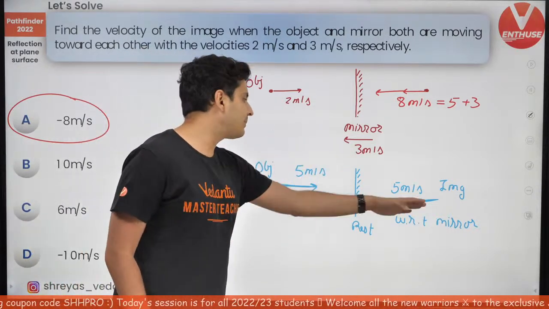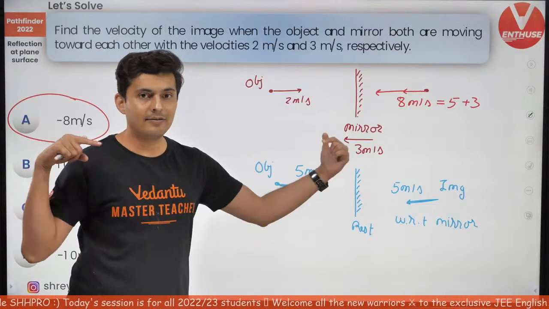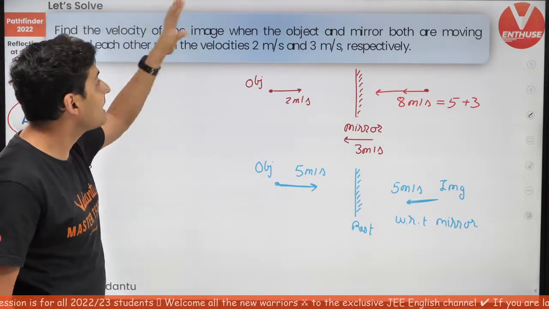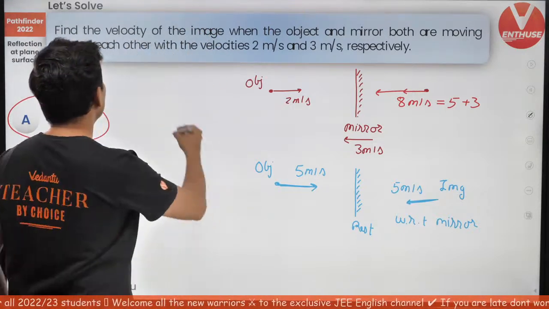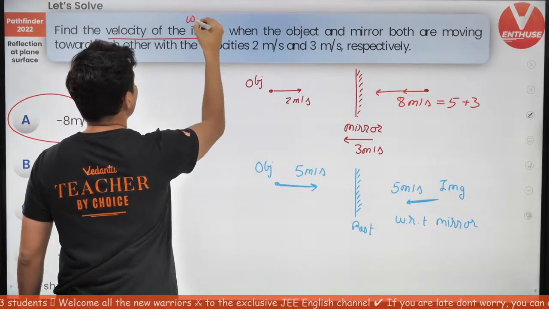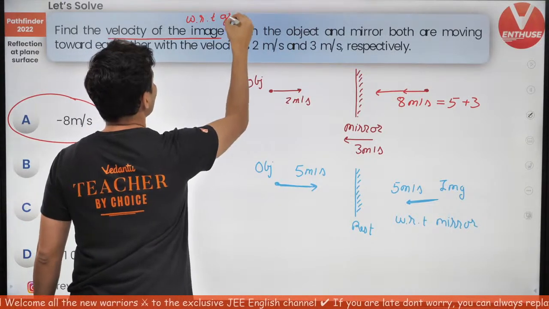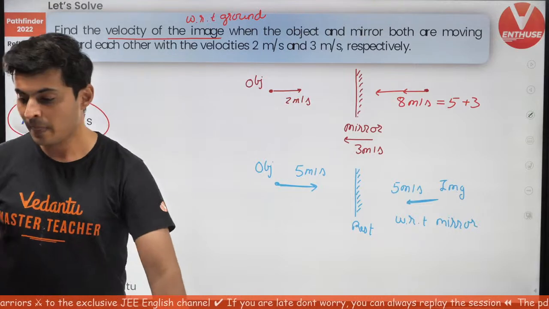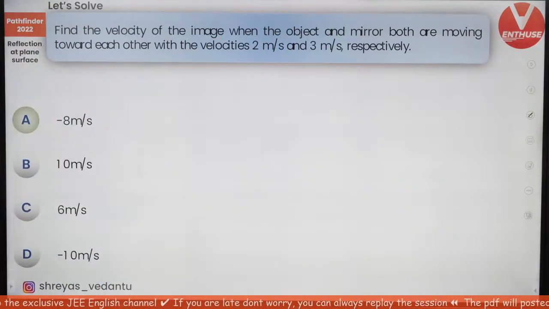Speed of the image with respect to the object is 10. Agreed. 5 and 5 becomes 10. But here the question is what is the velocity of the image? When they ask you velocity of the image, it automatically means with respect to the ground frame, nothing else. With respect to the ground frame. Alright, let's get going to the next one.